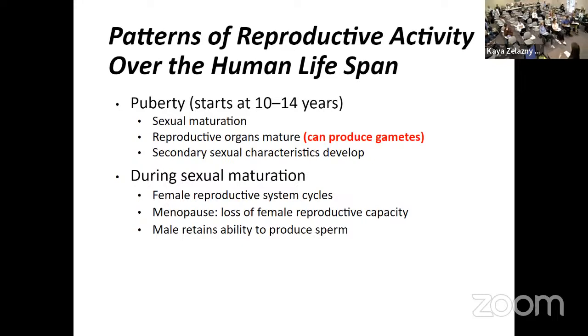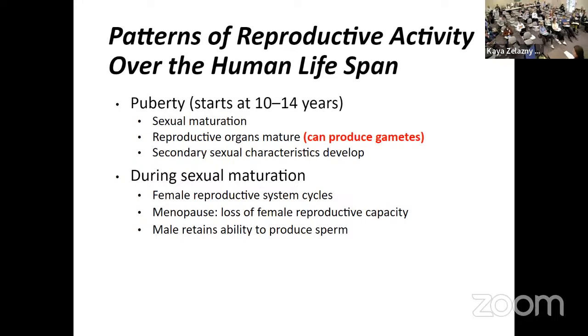So during sexual maturation, after puberty, after this period where we start to see these changes to the anatomy and physiology, the female reproductive system is going to begin cycling. We'll talk in detail about the steps of the menstrual cycle, but that's what's happening, okay? Males are now able to produce functional sperm, okay?